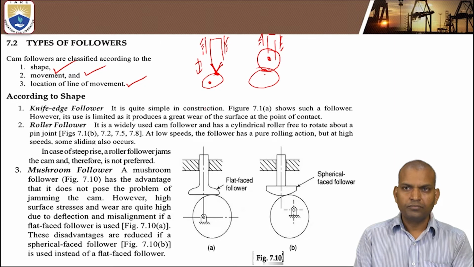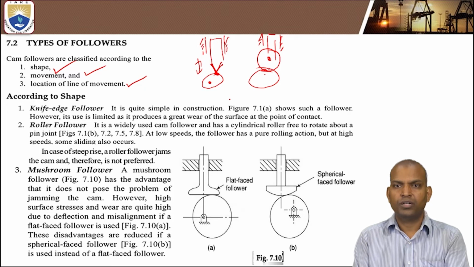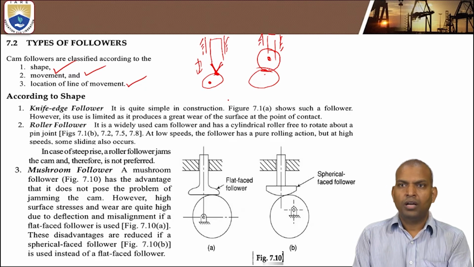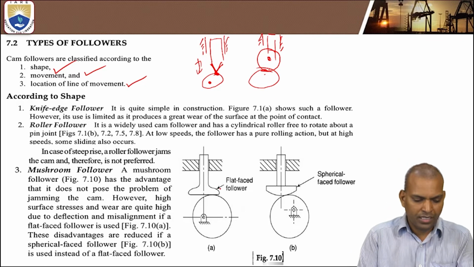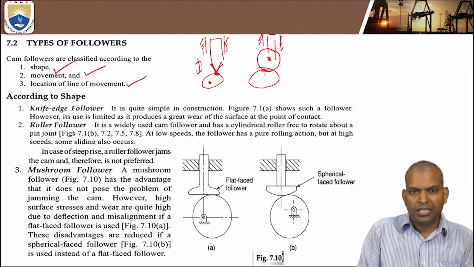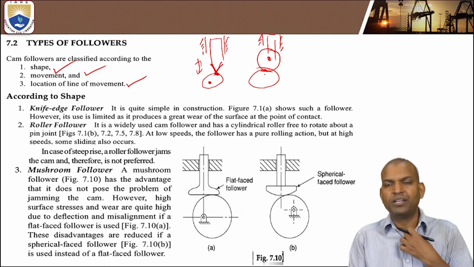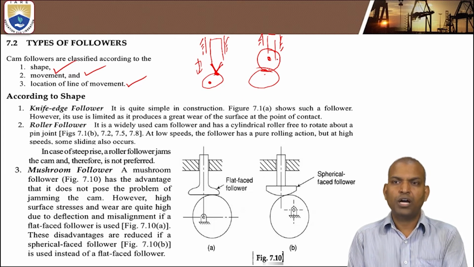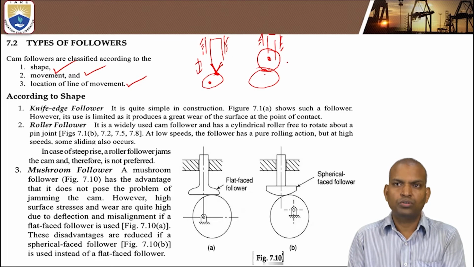So that's why, in roller followers, the coefficient of friction is low compared to the knife edge follower. Also, sometimes a roller follower jams. What is jamming? It stops transferring the motion; the displacement of the follower becomes jammed. That's why this type of roller follower is not preferred for transferring the torque from the camshaft to driven members.